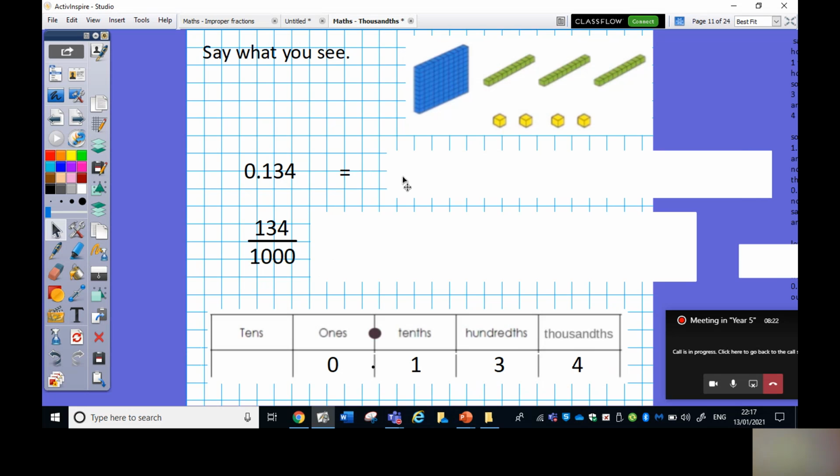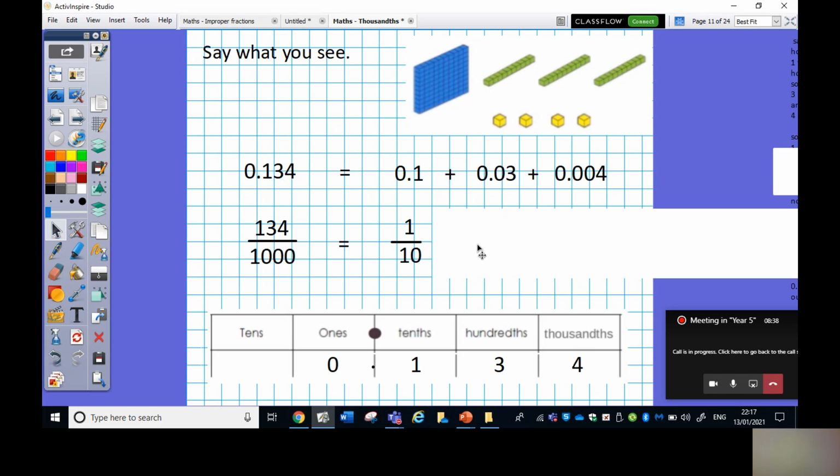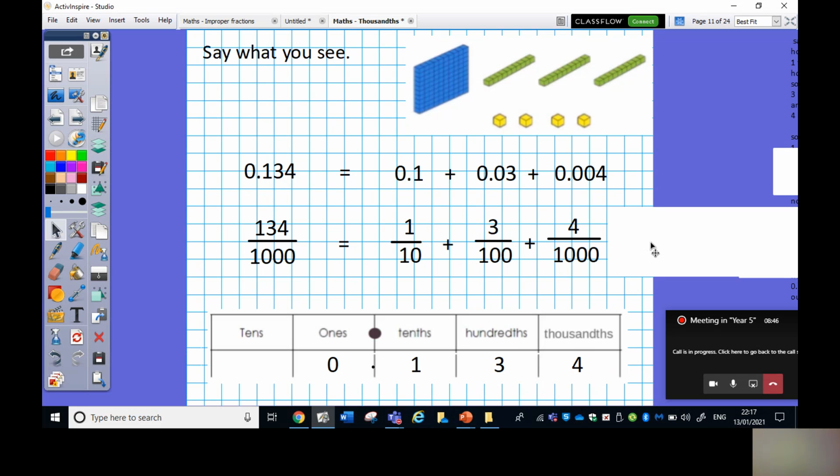0.134 is made up of 0.1, 0.03, and 0.004. Now let's take a look at the fractions and how it's made up. What's it made up of? Good. Tell me. Yes. And this. Excellent. Well done.